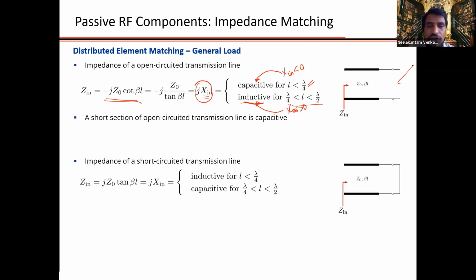The same concept can be used for a short circuited stub, where if you say this whole thing has to be my reactance, my tangent beta L is going to be positive until L is less than lambda by 4. My Xn is greater than 0, which means it's inductive. But in this region, my Xn is going to be less than 0, which means it is capacitive. So the same short circuited stub, depending on the length of the line, can be used to realize either an inductor or a capacitor. That means its reactance is either positive or negative.